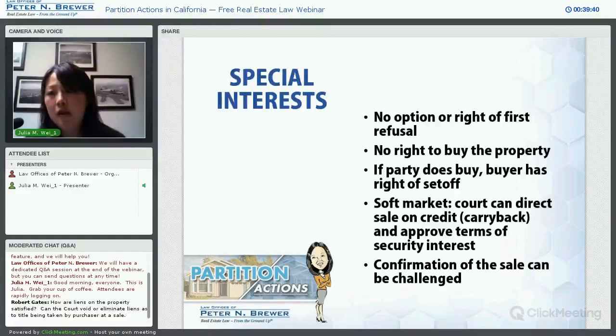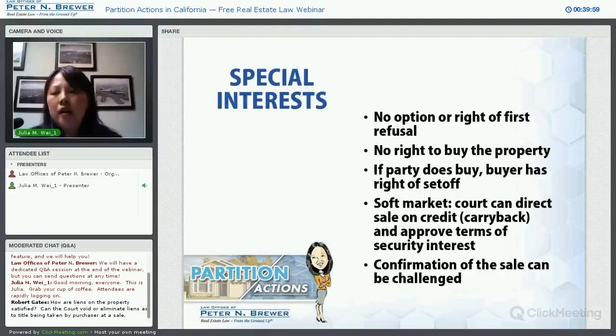The more specialized the property, meaning if it's only suited for a particular use, or let's say it's a big ranch, so really the pool of buyers is limited to people who could handle that particular type of property, I would see that scenario becoming more likely.